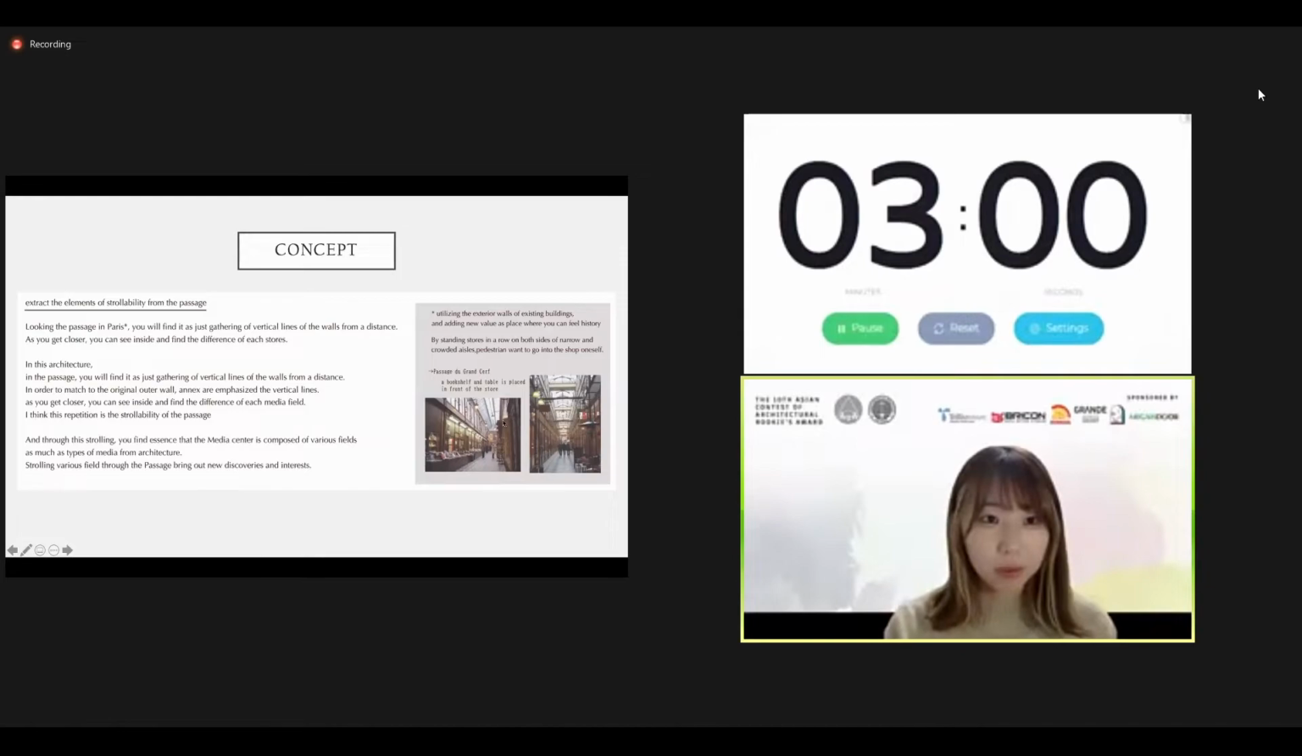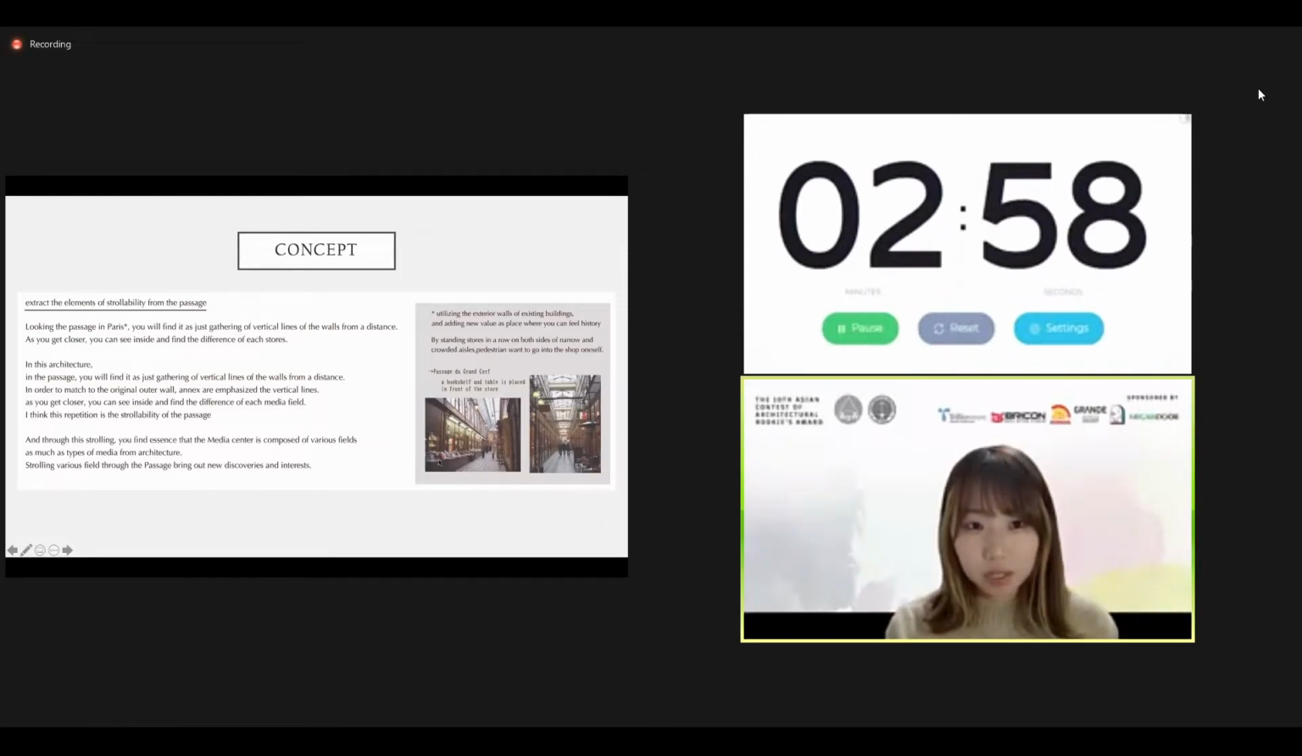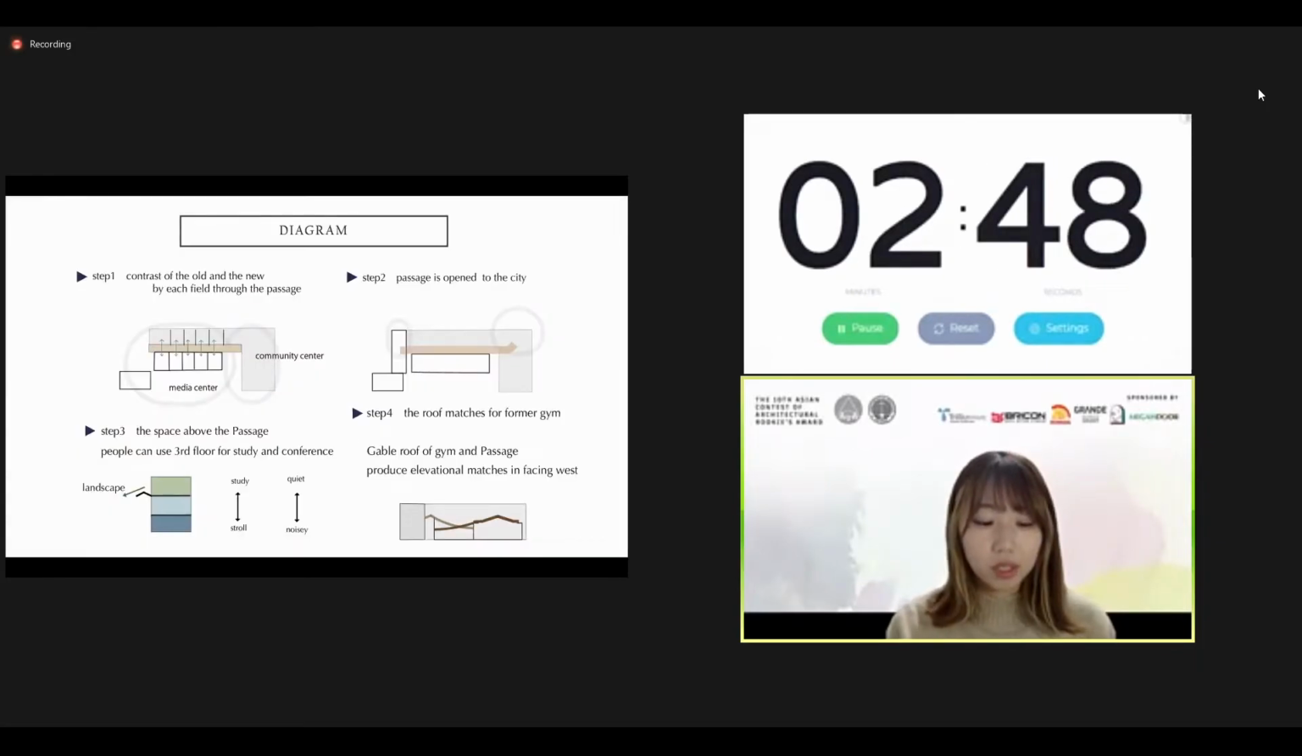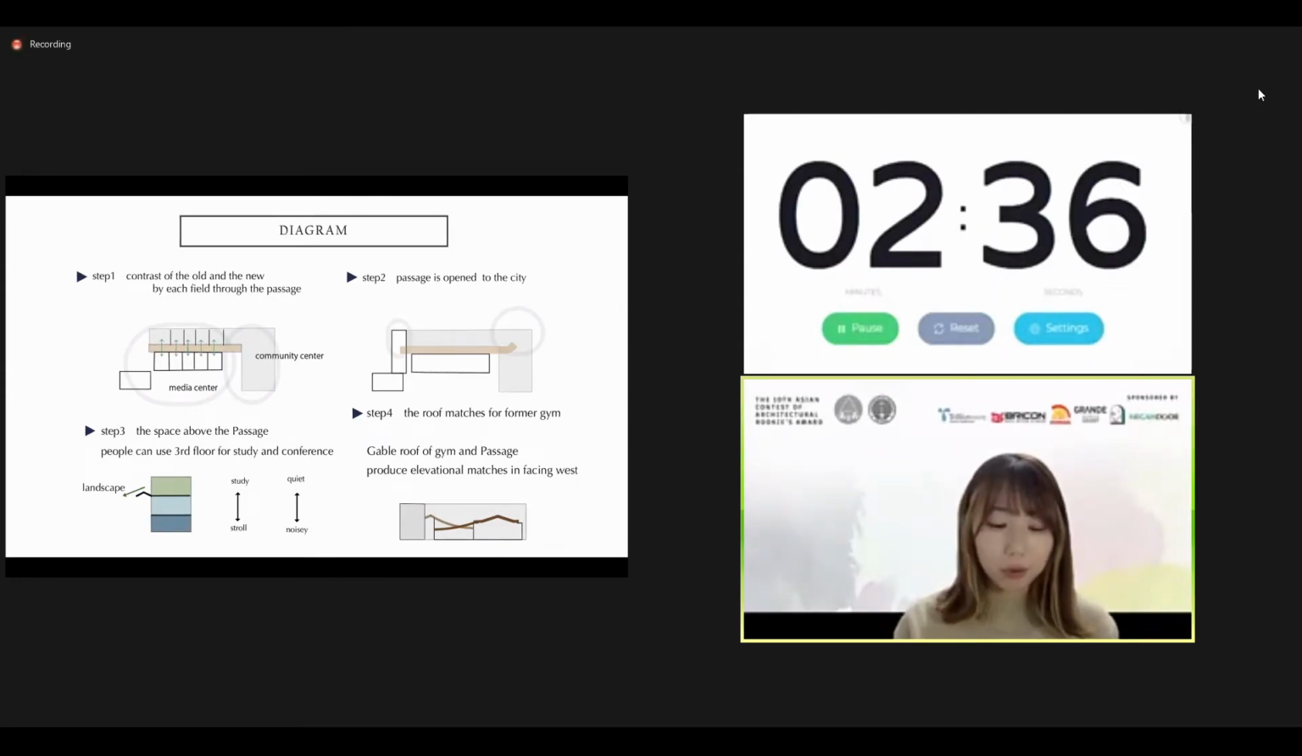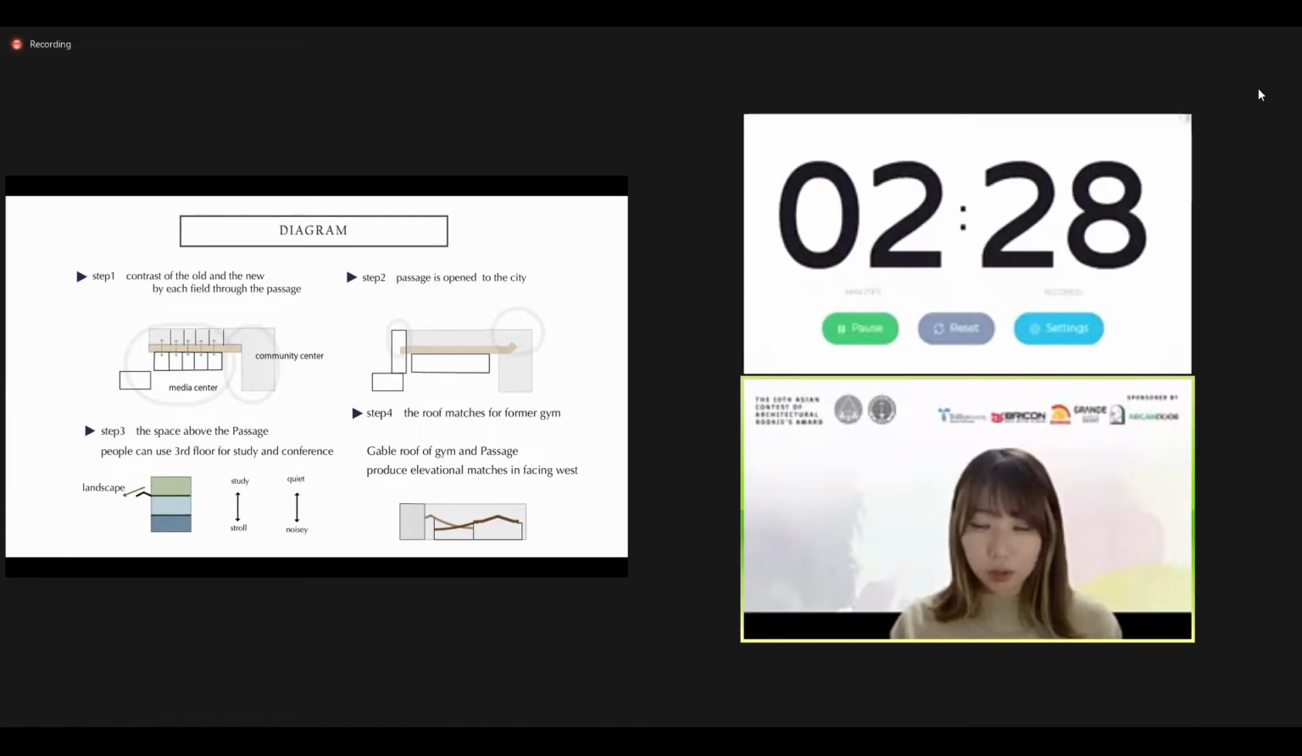This is the concept: extract the elements of story-telling from the passages in Paris. I referred to the passages in Paris. I designed in 4 steps. The first step is contrast between the old and the new. The second step is penetration of the main passage. The third step is quietness depending on the story. The fourth step is the gradient of the roof.